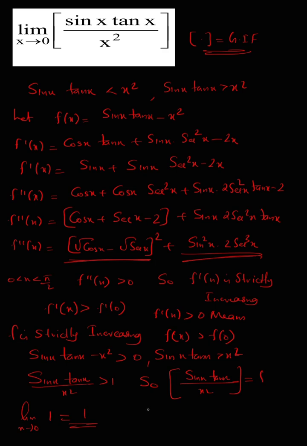Now if you take the LHL also, this will be the same. If you want, you can do it. In that case also this will be exactly the same. Why? Because sin x tan x by x square is an even function. So if on the right side it is greater than 1, on the left side also it is greater than 1. That's why. Okay then. So that's the answer. Thank you.